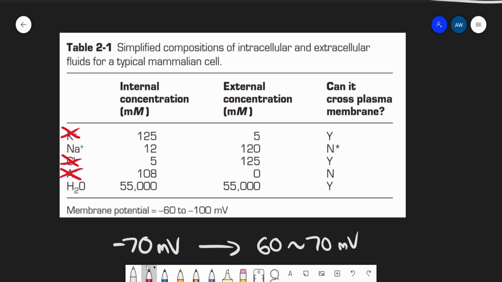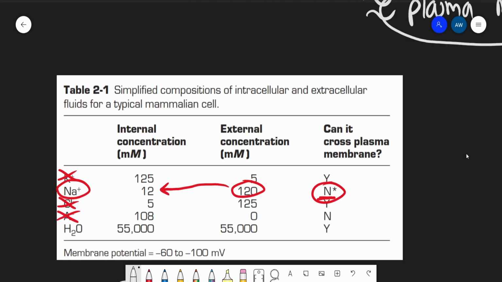So that leaves us with sodium. So in which direction should sodium move in order to make the cell more positive on the inside? Well, sodium has to move from the outside to the inside. Okay, but there's a problem. It's not permeable, but the star is here for a reason. So since this is the only other option left, right? So there must be some mechanism, some way that the cell can bypass this issue over here.